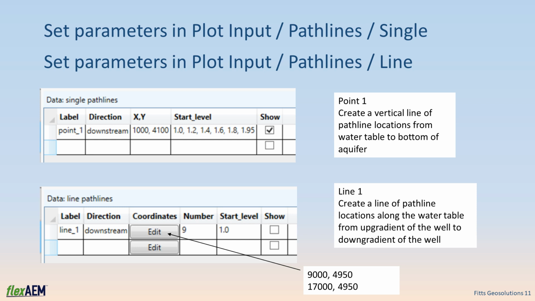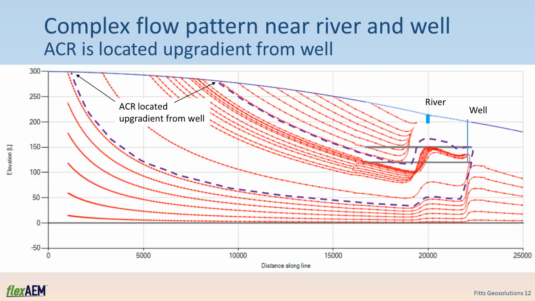Next, we specify a line of pathline locations that extends from starting XY location 9,049.50 to the endpoint 17,049.50. We tell Anaxim to distribute 9 pathline starting locations along that line and to trace them downstream in the aquifer starting at level 1.0, which is the water table. The additional pathlines really help to fill in the picture of the flow field.